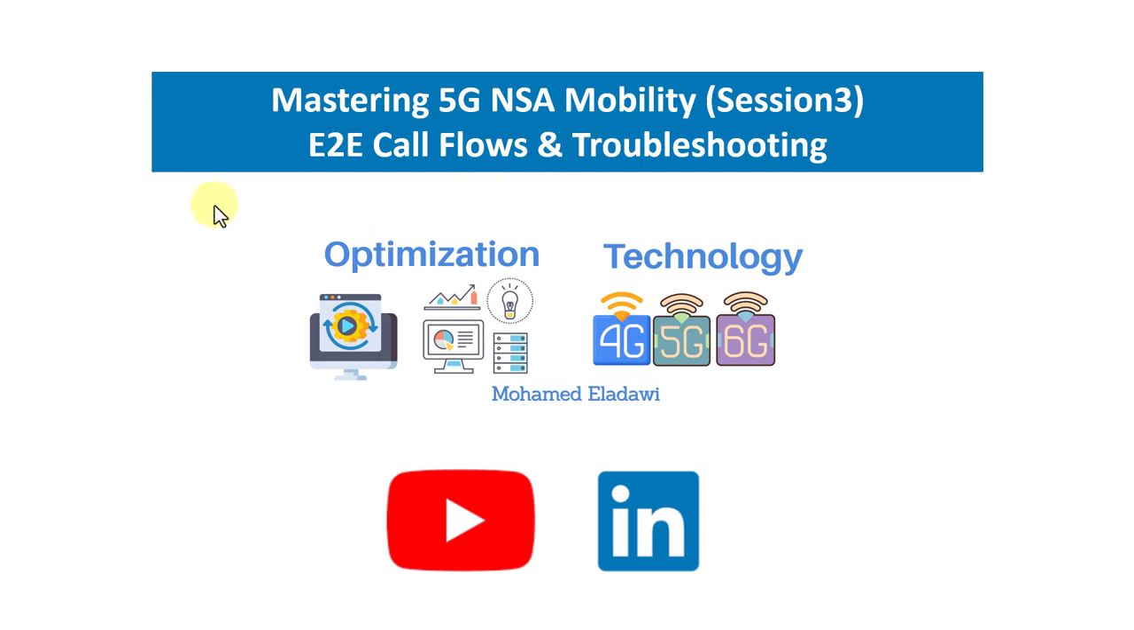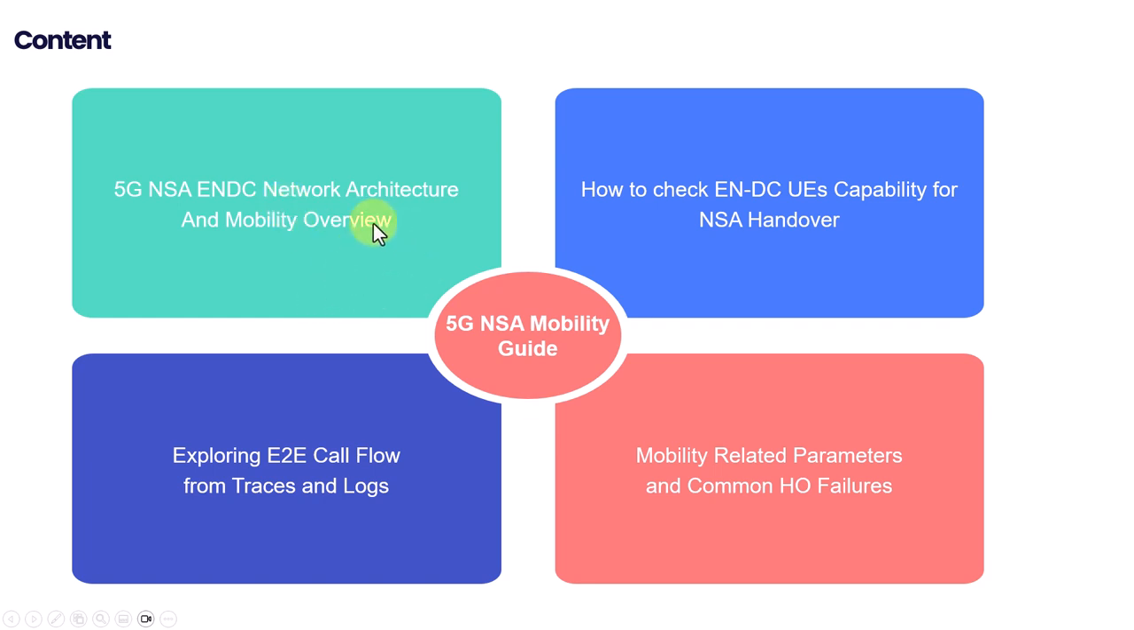So let's move forward. This will be the contents of the day. First, we quickly recap the network architecture of option 3x and the mobility overview, what kinds of mobility types we have in non-standalone. Then we'll move into how to check the UE capability message to confirm whether a particular user supports, for example, inter- or intra-frequency handovers for non-standalone. Then we'll go through the end-to-end call flow using traces. Then I will end with the most common handover failures and related parameters, which are very common, and I think you will already be aware of them.